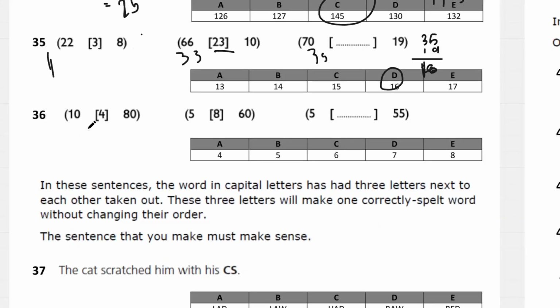Question 36, we divide and get 8, minus 4 is 4. 60, we divide, we get 12, minus 4 will be 8. Divide, we get 11, minus 4 will be 7, so we get 36 D.